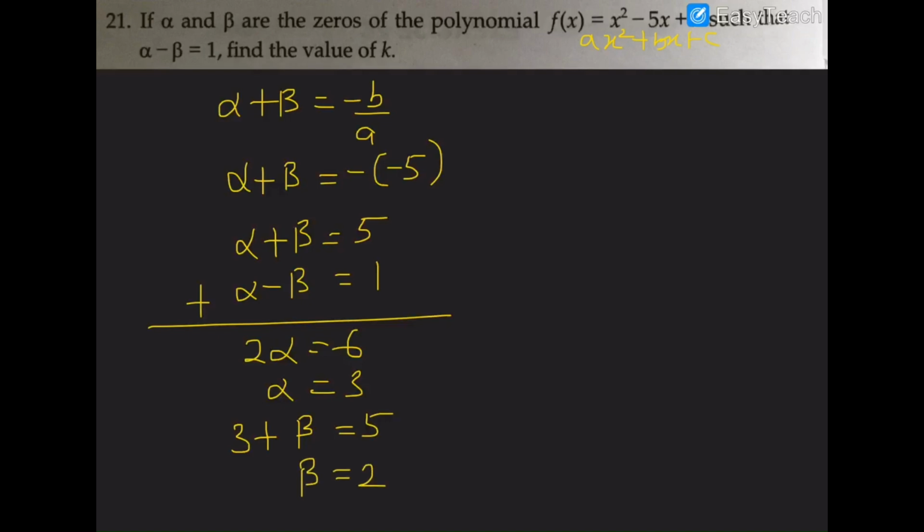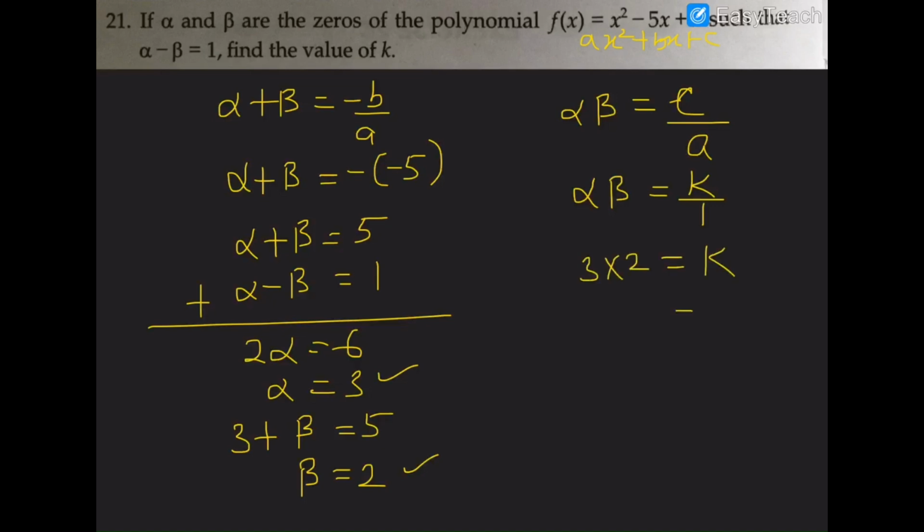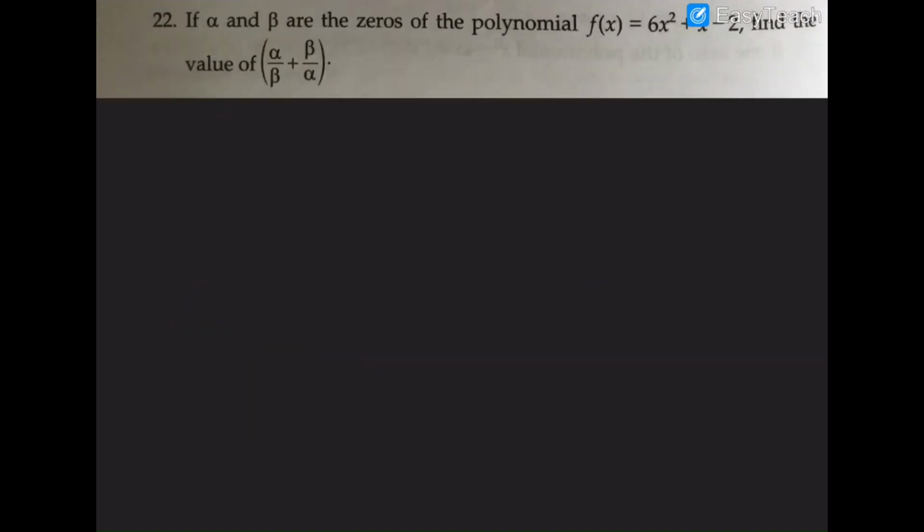Correct. So now alpha into beta is what? c by a. So alpha into beta from the equation x square minus 5x plus k, c is what? k, and a is what? 1. And what is the value of alpha and beta we got? 3 and 2. So 3 into 2 is equal to k. So k comes out to be 6. Let's start the next one.